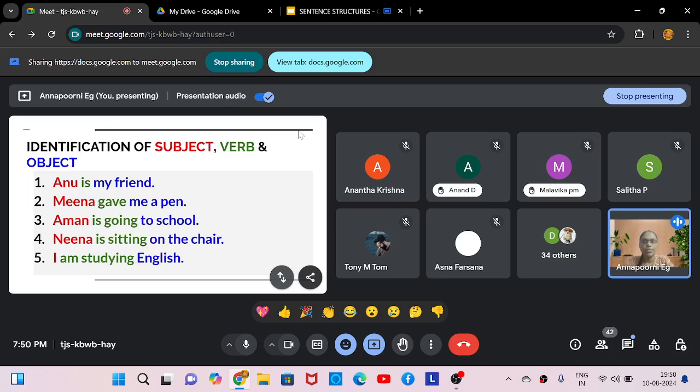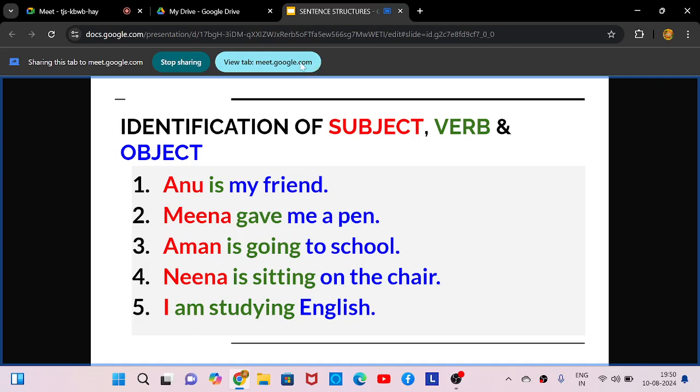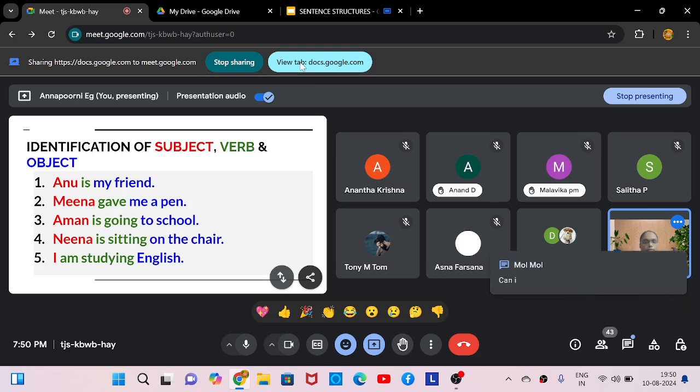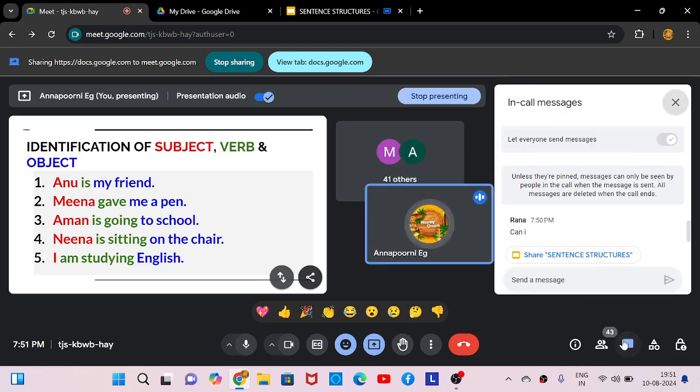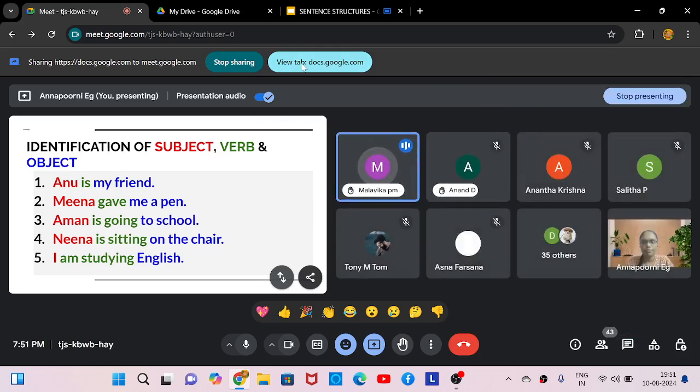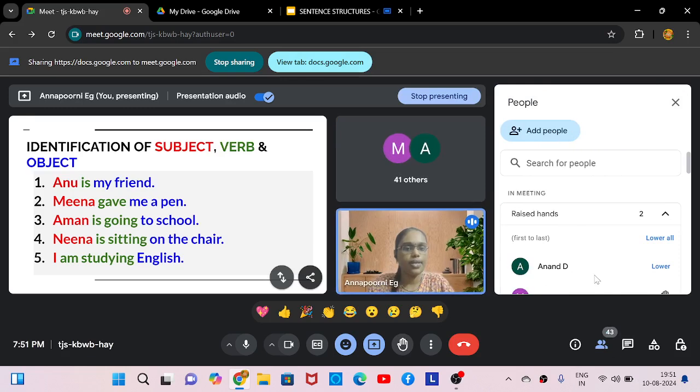Okay, so next one is Usha Rani. You can read it. Read the sentence and identify the subject, verb and object also. Yes, you can make it fast. Yes, anyone can read it. Please make it fast. Yes, Malavika, if you want, you can read. Okay. Aman is going to school. Aman, subject; is going, verb; to school, object. Okay. So next one, who can read? Let me check.